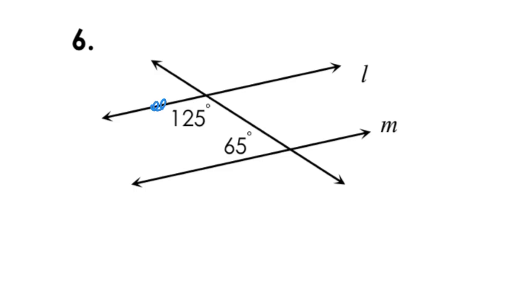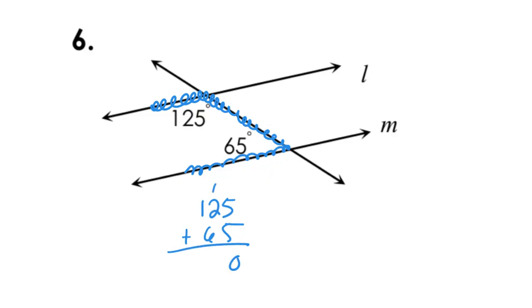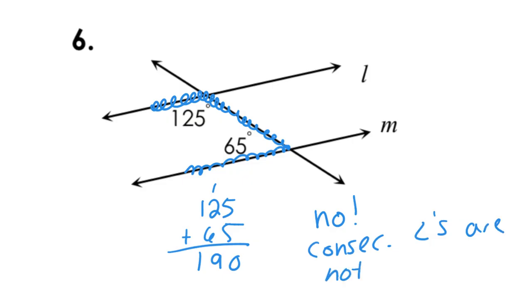So looking at these, they are not equal. If you look, it's a backward C. Do you see the C? So consecutive angles have to add to 180. Is 125 plus 65 180? Is it? It is not, right? So we're going to say no. Consecutive angles are not supplementary.